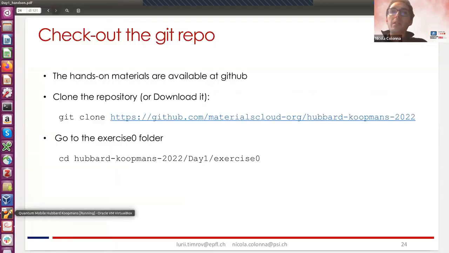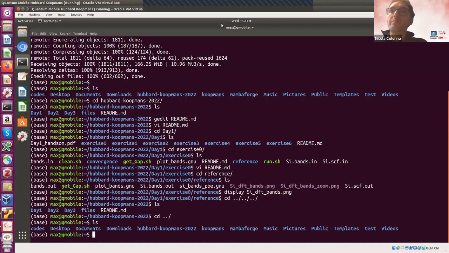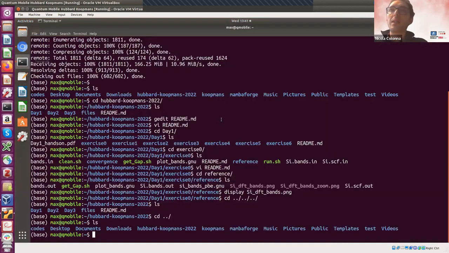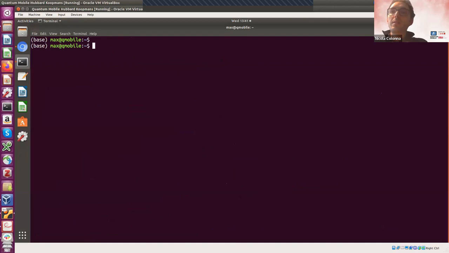the virtual machine. I already have it running. So okay, this is a terminal. But if you already started your virtual machine, you should see something like this. This is the desktop of your virtual machine. The first thing you have to do is to open a terminal. This is something that you already did. And now you see something like that.